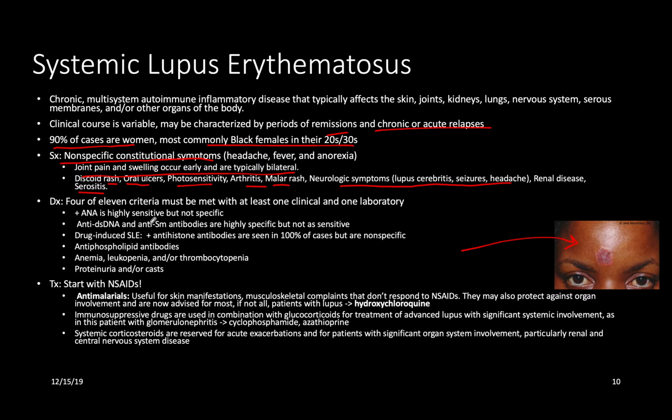So we said ANA is sensitive, not specific. Double-stranded DNA, anti-Smith are specific, but not as sensitive. Okay. One thing to keep in mind is while there are patients that get this idiopathic SLE, there's also patients that can get SLE secondary to taking certain types of drugs. And so in those patients, we look for antihistone antibodies.